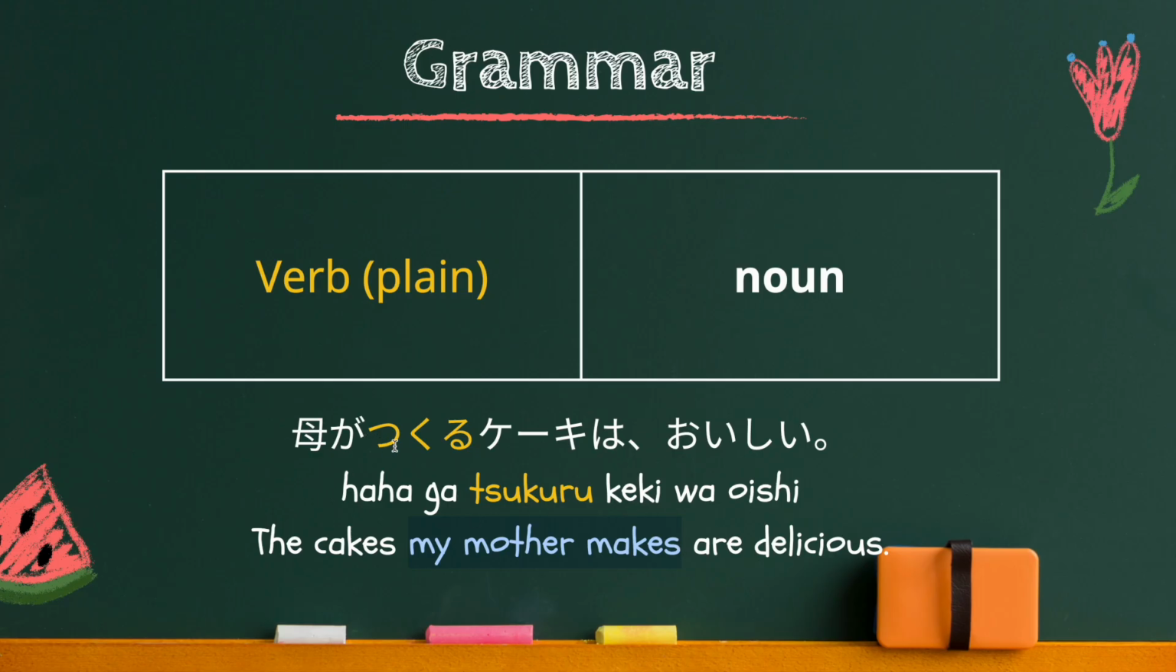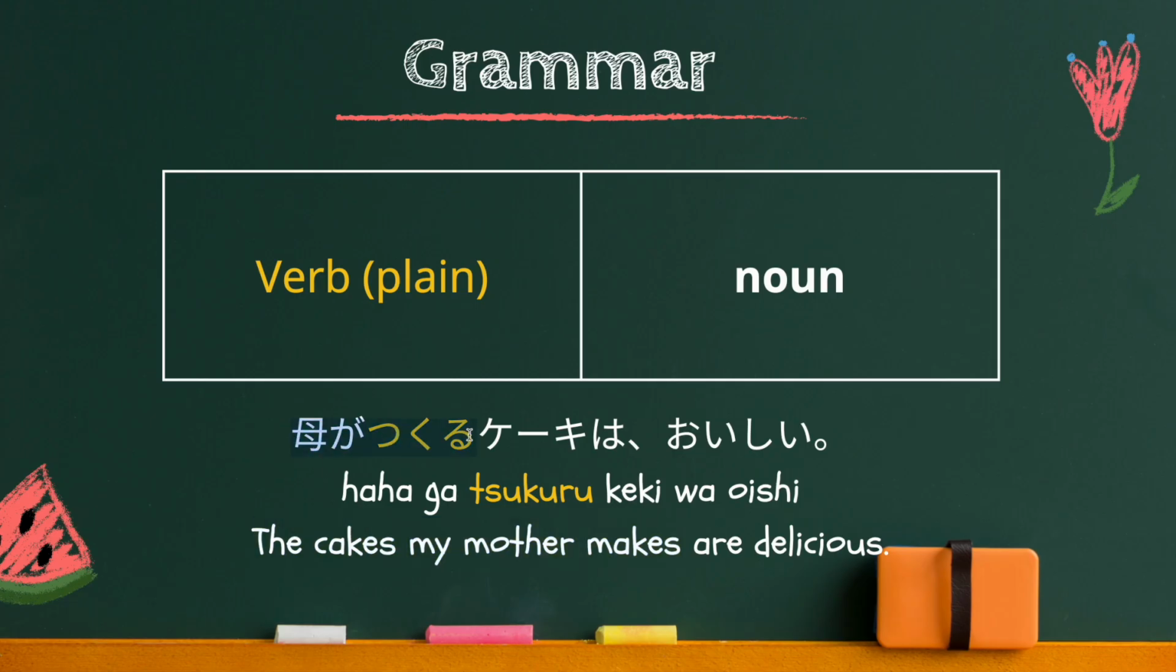母が作るケーキは美味しい。So in English, "my mother makes" modifies this cake. And in English, this comes after the noun it modifies. But in Japanese, this sentence comes before the noun it modifies. Therefore, "my mother makes" comes before "the cakes."